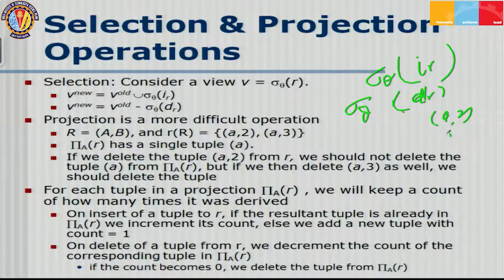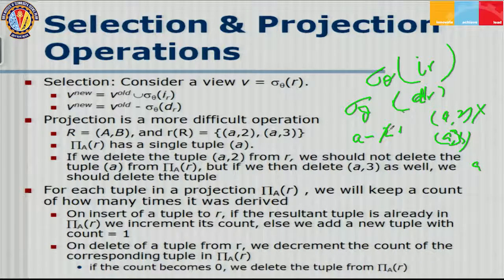So you have A2 and A3. So if I delete this, I should not be deleting A from the result, right? So what we need to do is we need to keep a count, right? So for each tuple in projection pi A R, we need to keep a count of how many times it was derived. So if I look at A, it was derived 2 times, so the count for A is 2. So if I delete one instance involving A, suppose I delete A2, this count becomes 1. So that doesn't mean that I would delete A from the result, because it still is there because of A3.